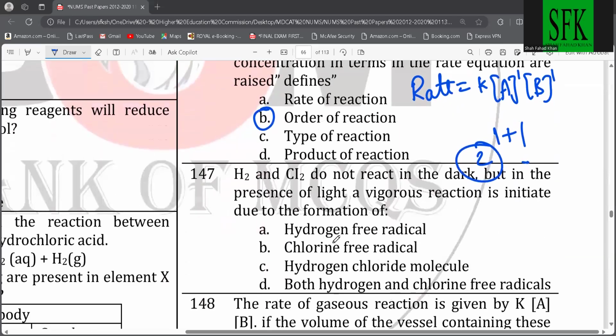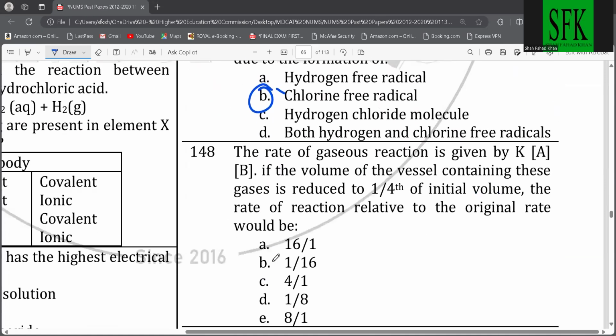Hydrogen and chlorine do not react in the dark, but in the presence of light, a vigorous reaction is initiated due to the formation of chlorine free radicals. Okay, in the light, chlorine free radicals are formed.